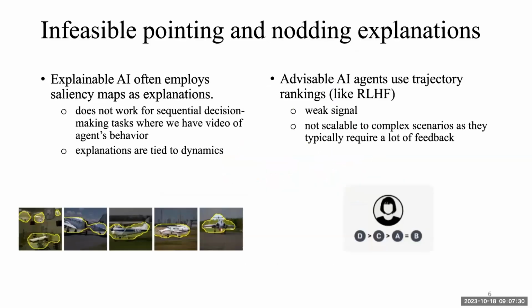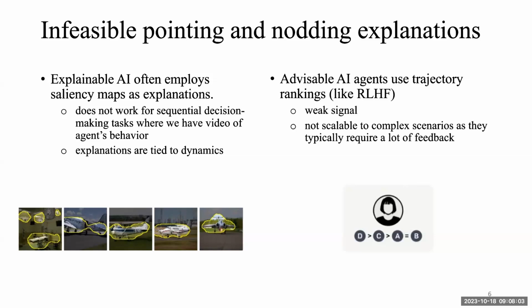Consequently, in AI literature, mostly this has been solved by looking at the only common medium between the human and the AI agent, and those would be images, which sounds reasonable, but there are issues with it. The issue here is, let's say explainable AI that often employs saliency maps as explanation. Now, this is great for one-shot decision-making tasks like classification tasks. However, this will not translate well for sequential decision-making tasks where we would actually have videos of agent behavior.